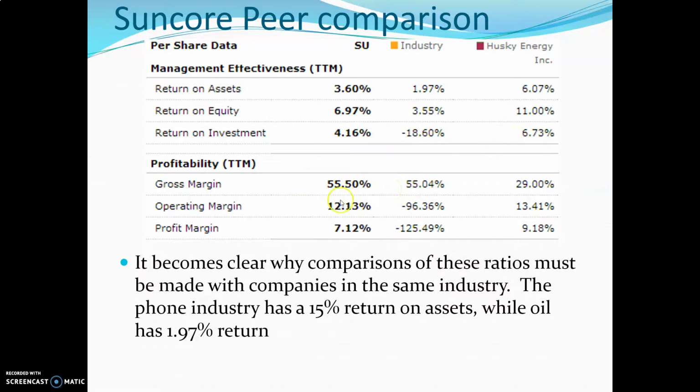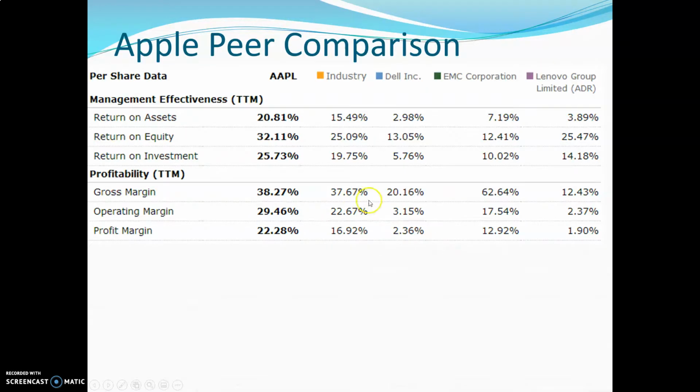Gross profit margins are high, and what you do start to see here, it becomes very clear on why comparisons of these ratios must be made within companies in the same industry. The phone industry has a 15% return on assets, while oil has 1.97% return. Also, we start to see that there are very big differences in gross margin. Let's pop back a slide. It's interesting because even though there are different ratios for the assets, we do start to see gross profit margins and operating margins are very different for Apple versus oil.